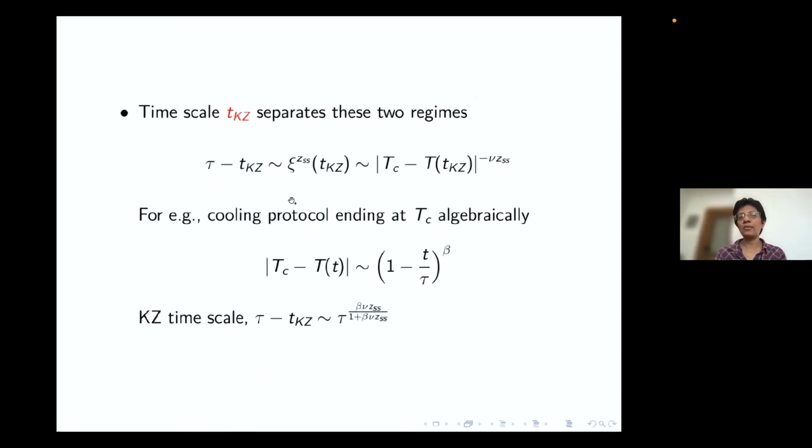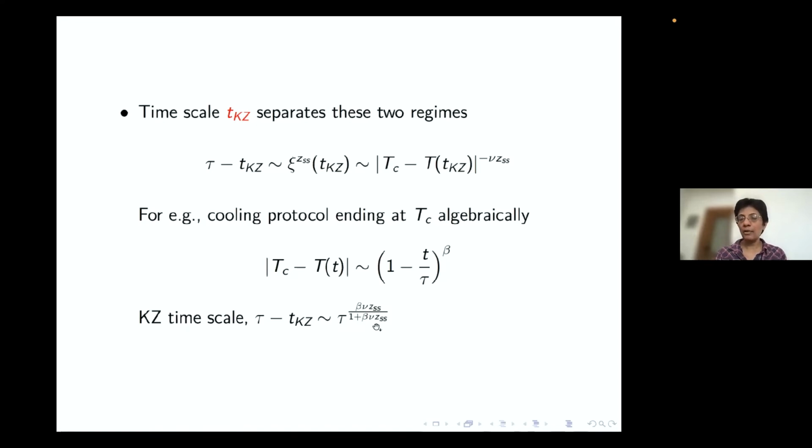So what is this time scale? That's basically what I just said. One can estimate it by saying that the remaining time is of the order of the equilibration time. When these two time scales are matched, that will give you how this Kibble-Zurek time scale scales with, for example, the quench time. So this is the set of exponents that you get over here. It's a simple exercise that one can work out.